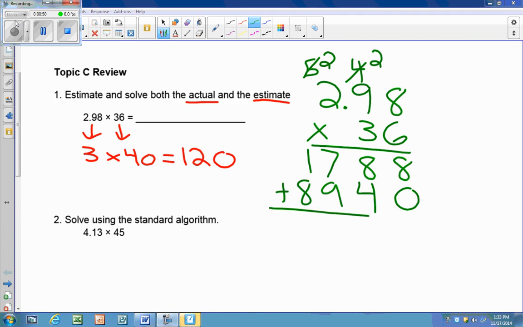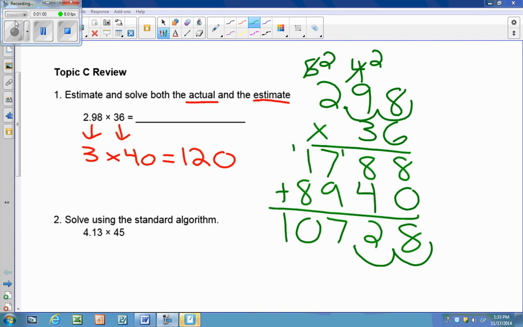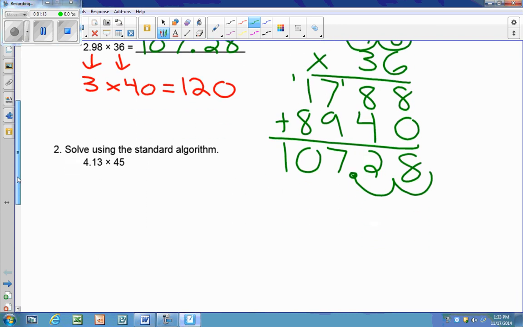I'm going to add it all up. And I take 2 jumps because there's 2 jumps inside. And so my actual answer is 107 and 28 hundredths, and that is close to 120, so that is pretty reasonable. So for that question, we have to estimate and solve.